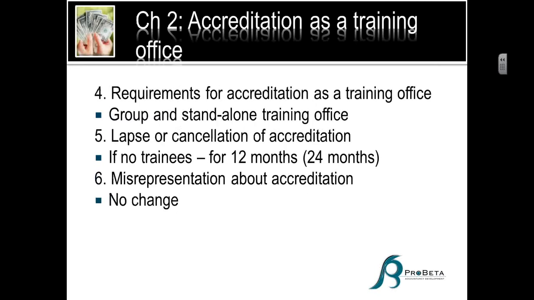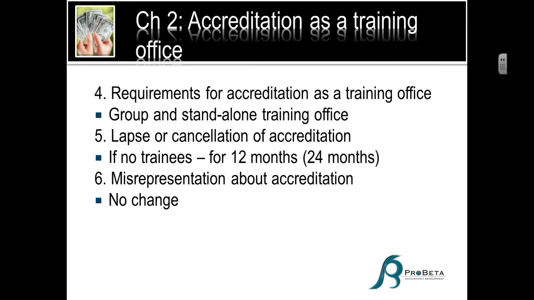Chapter 2 starts with accreditation as a training office. This basically has been reorganized. Number 4, your requirements for accreditation as a training office. It's just introduced the concept of a group training office versus a standalone training office to bring into account the training officer for the group, which we'll talk about later.